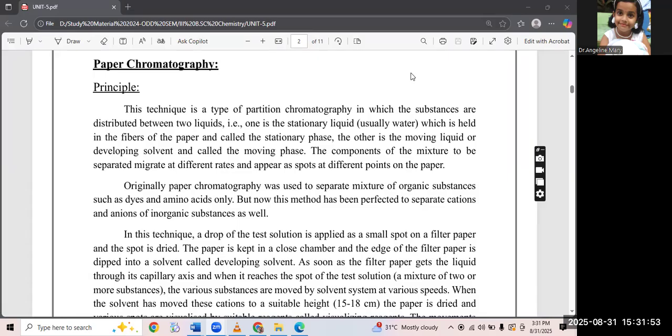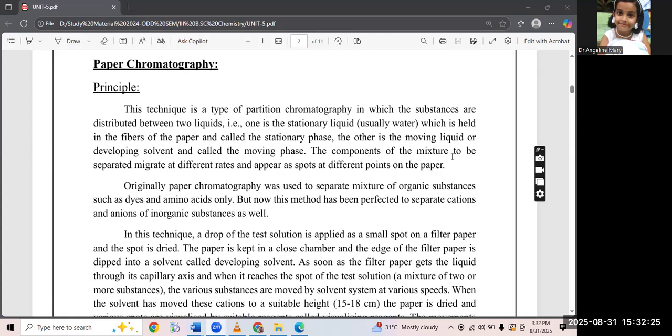Hello everyone. In this video, we are going to see about paper chromatography. This technique is a type of partition chromatography in which the substances are distributed between two liquids. One is the stationary liquid, which is held in the fibers of the paper and called the stationary phase. Another is the moving liquid or developing solvent, called the moving phase.